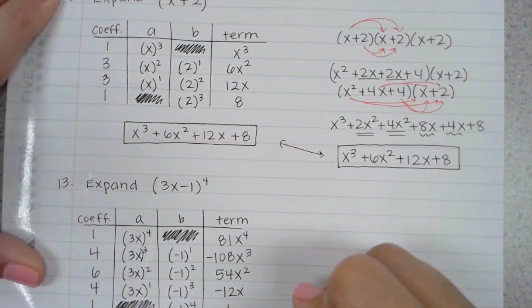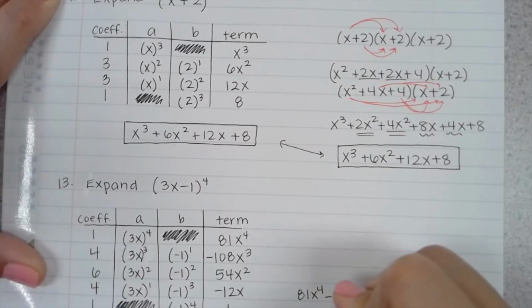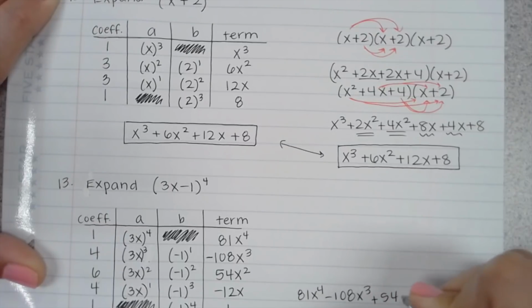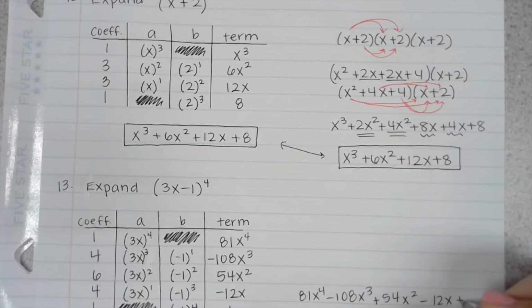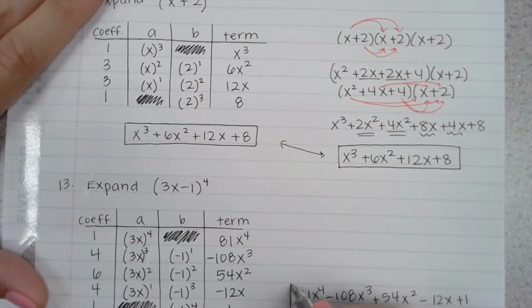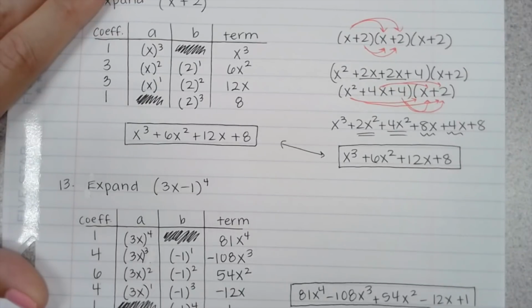So again, written out from left to right, 81x to the 4th minus 108x to the 3rd. So you just write down the terms that you get from the table in order. And so this would be your expanded expression from expanding that binomial.